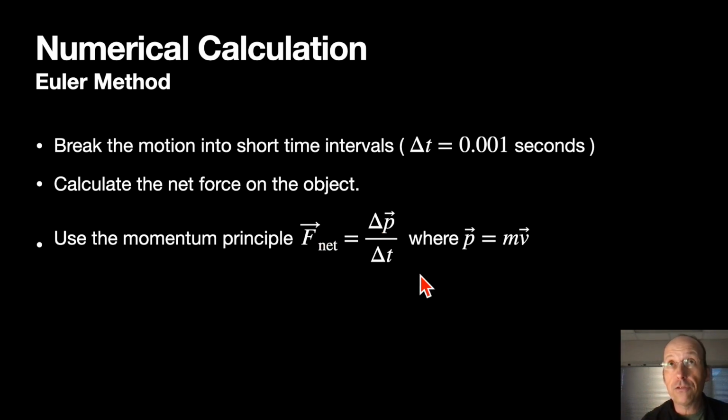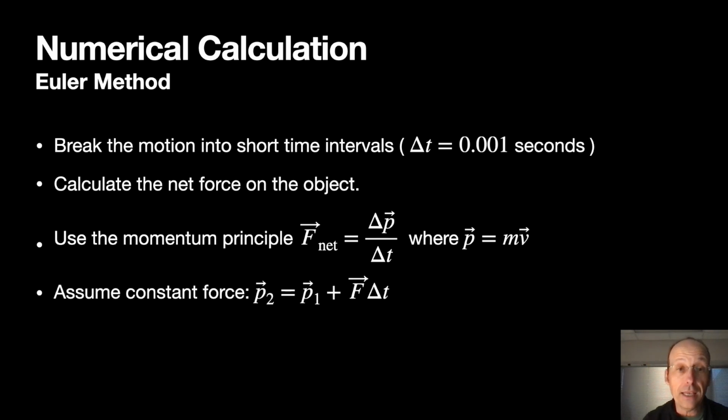Okay, and I'm not going to write it as a derivative because we have a finite time difference. And momentum is mass times velocity, a vector. That's important. Now, if I take this, I can actually write the change in momentum as P2 minus P1, where P2 is the momentum at the end of the time interval, P1 is the momentum at the beginning. So if I assume a constant force, I can say that the final momentum is based on the momentum before plus the force times time interval. That just comes straight from there, assuming I only have the net force.